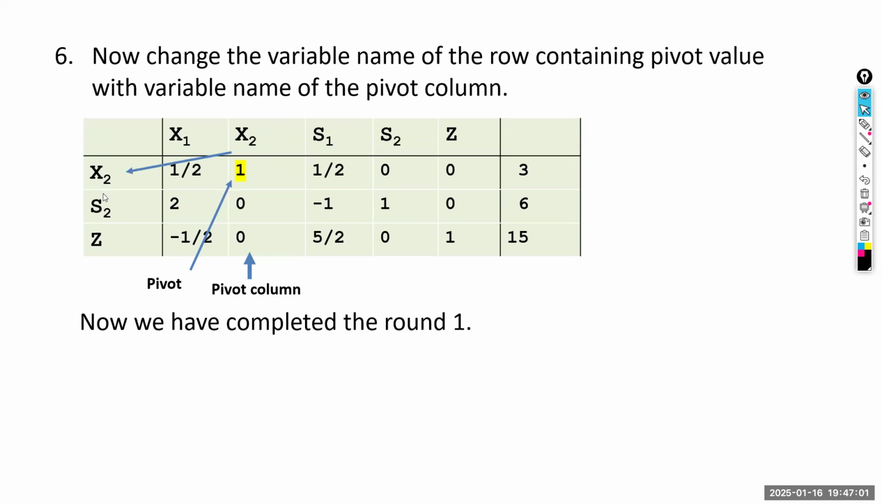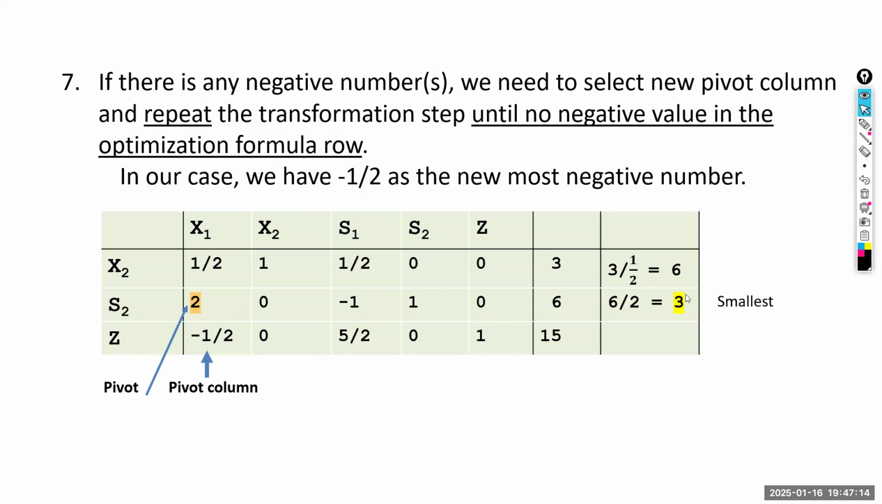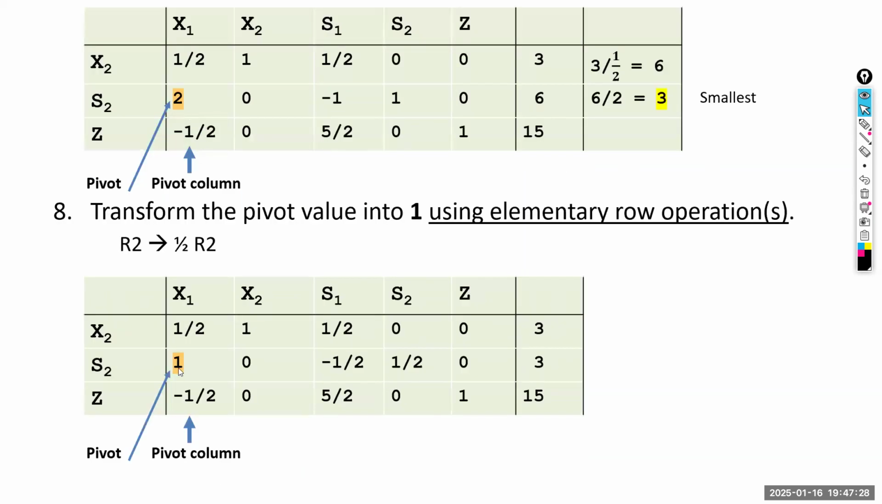Iteration 1. Now you have another negative value. Again, divide your constants: 3 divided by half, 6 divided by 2. The smaller value is 3. So therefore, this is your pivot. Then convert this into 1 by multiplying this by half. Then with elementary row operations make these two 0. First we make it 1. Then of course we want to make this 0, by multiplying this by -2 and adding it to this. Okay.